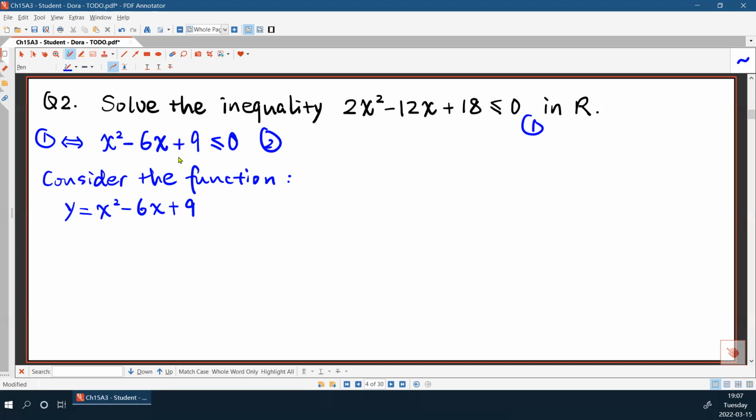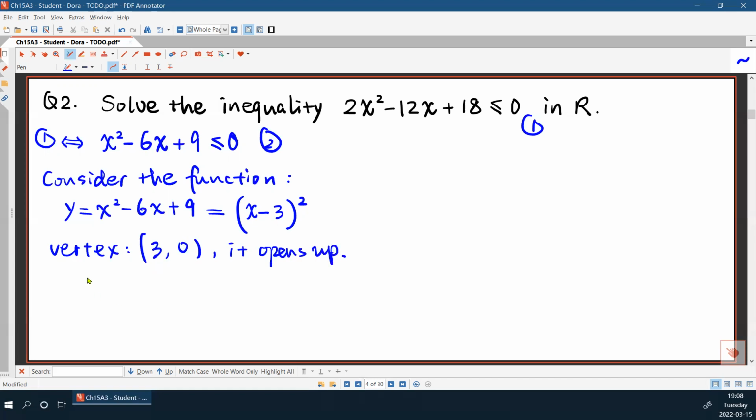In order to solve the inequality, we need to find an interval that can make the function less than or equal to 0, right? Therefore, it's better to sketch its graph and then find the corresponding intervals. First of all, we need to convert it to the vertex form. Note here, x squared minus 6x plus 9 can be converted to x minus 3 squared, right? And apparently the vertex is 3, 0, and it opens up, because the leading coefficient is greater than 0.